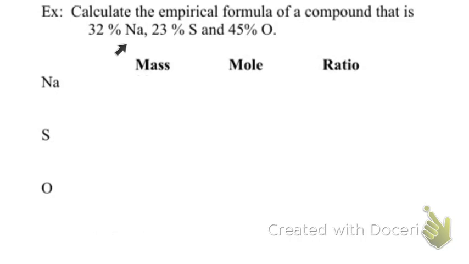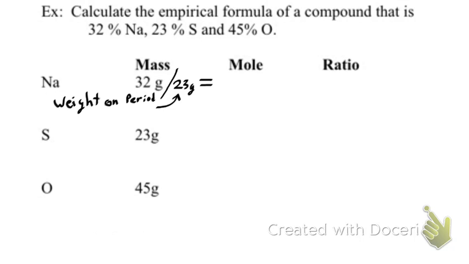We have 32% sodium. We can change that right into 32 grams. 23% sulfur, we can change that to 23 grams. And 45% oxygen, we can change that to 45 grams. Once we have mass, we need to convert to moles by dividing by the molar mass. If you look at sodium on the periodic table, its molar mass is 22.98 grams per mole, so you can just call that 23. We're going to divide 32 by 23 grams and get a mole value.